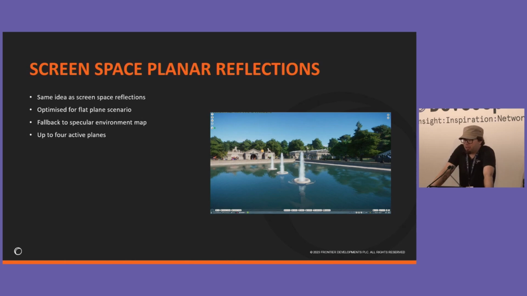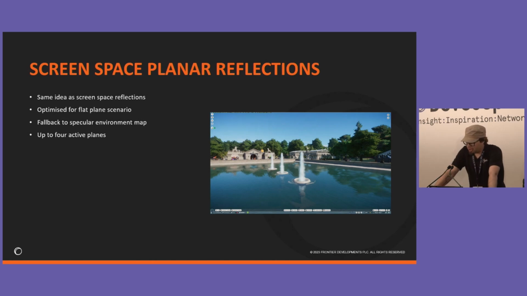So we have a second reflection technique, screen space planar reflections. The idea here is very similar to screen space reflections, only reflects based off of what has already been rendered on the screen. The difference between screen space reflections and screen space planar reflections is that you can take a lot of optimizations with screen space planar reflections, because you know that you are reflecting from a purely flat surface as opposed to whatever surface the user has placed down.